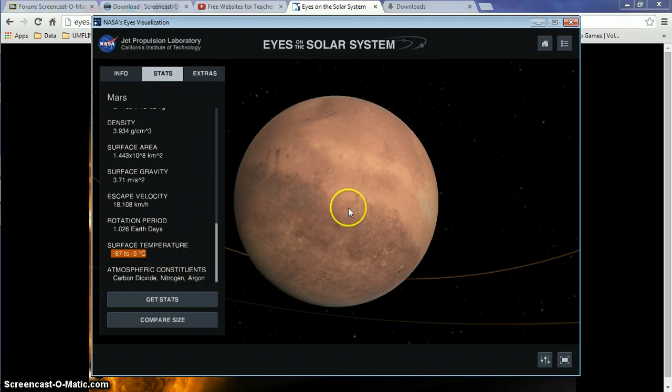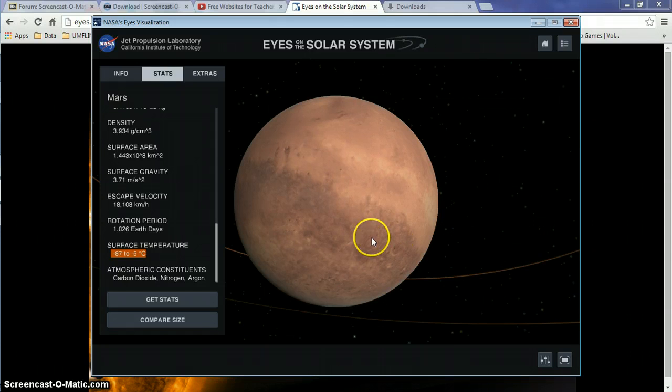Now, this does not have to do with just the side facing the sun getting the warmer temperatures, but it actually has seasons just like Earth. It's on a tilted axis, and if you look at the elliptical orbit, there are parts of Mars on that orbit that are a little closer to the sun as well.